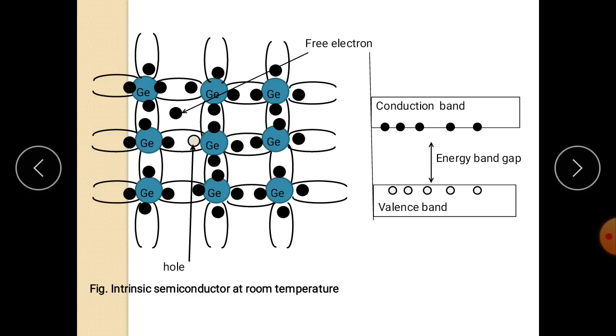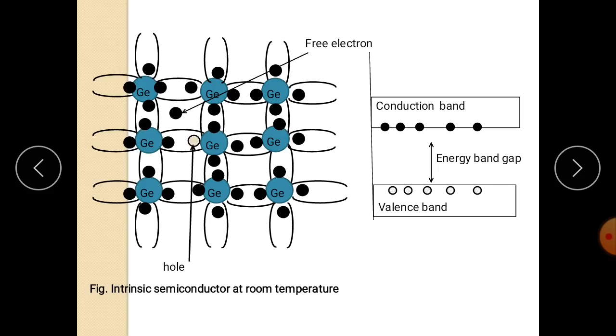As shown in the figure, there are 5 holes in the valence band, the same as there are 5 electrons in the conduction band. So in intrinsic semiconductors, the concentration of holes, meaning the total number of holes, is equal to the total number of electrons. From this, alternatively, an intrinsic semiconductor can be defined as the material in which the number of conduction electrons is equal to the number of holes.